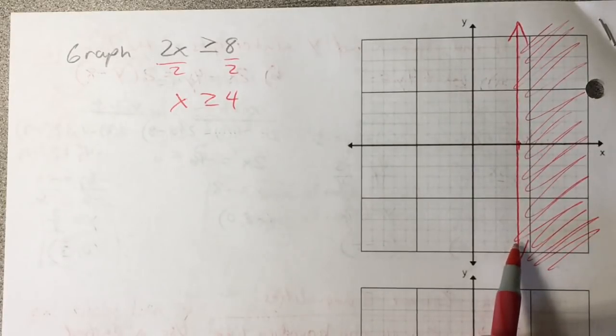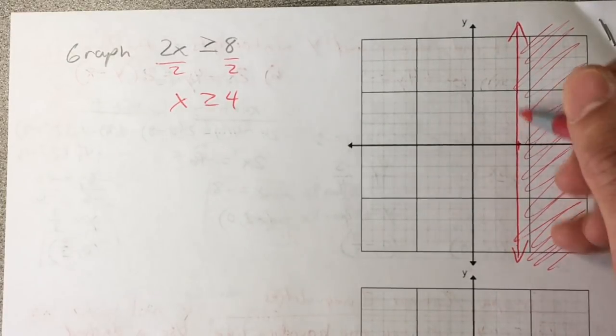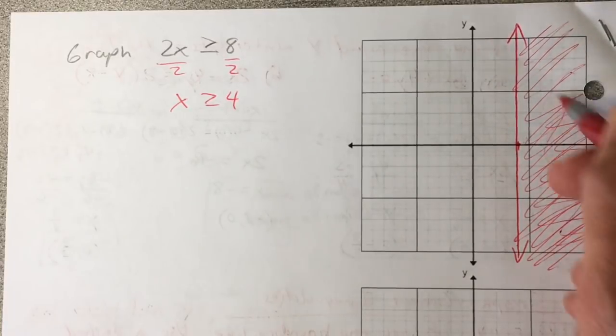And be careful. Don't do like I did. See how I crossed over there? That's a no-no. Don't do that. Okay, but shade to the right.